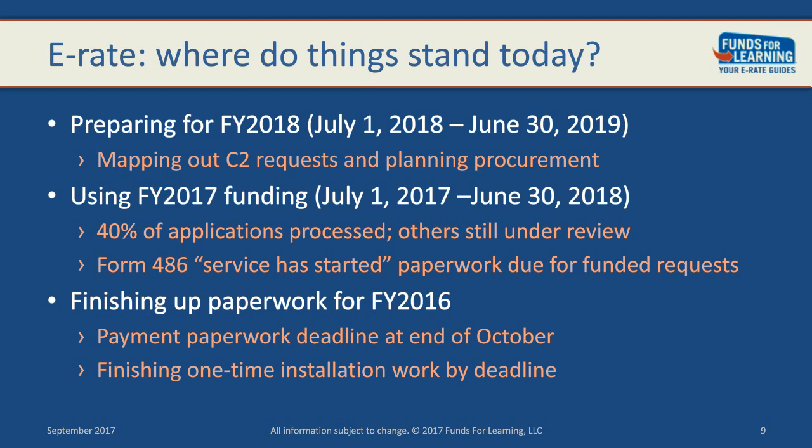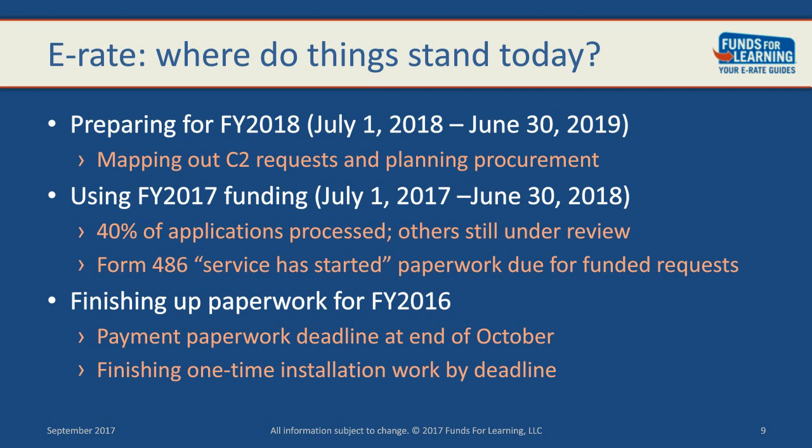USAC has been diligently working through all those applications. The main thing you want to do right now is make sure that you are watching for any inquiries, any requests for additional information that USAC may send your direction. You want to be responsive to those and get those answers to USAC so that they have the information necessary so that they can complete review of that 2017 application. And once you do get that application funded, make sure you complete that Form 486. That's the form that notifies USAC that work has begun, and it opens the door for actual payments to be submitted and processed by USAC.